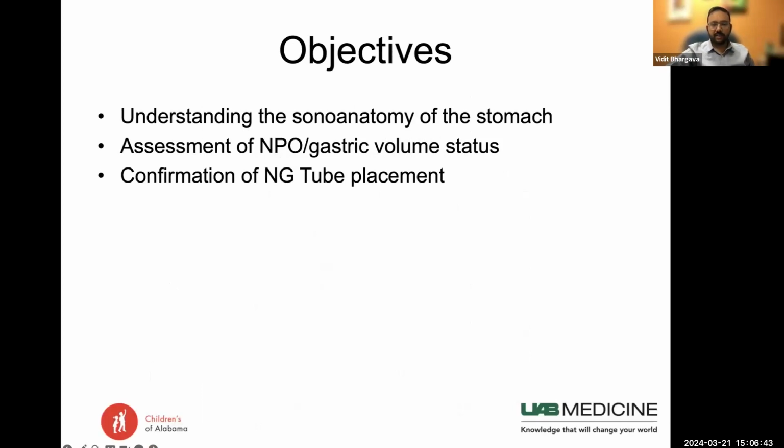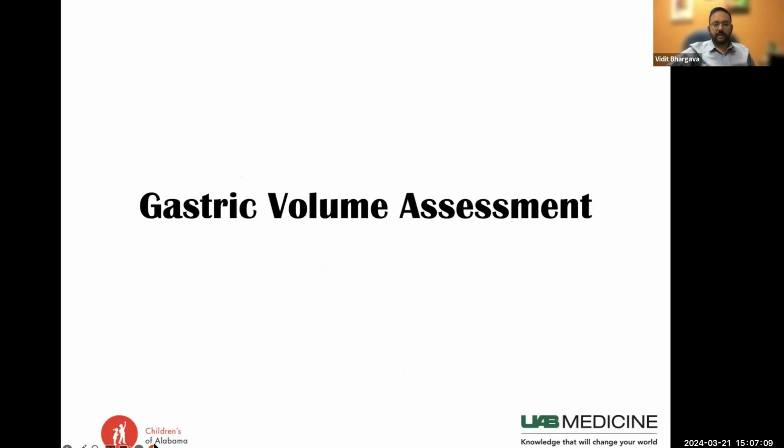We'll jump right into it for today. Here are the three big things that we're going to talk through. The first thing is just getting a general sense of the anatomy of the stomach, and then the two big indications that are consistently used and have been explored plenty in the literature. We will talk through those two. The first one is evaluation of NPO status or gastric volume status, and then confirmation of tube placement.